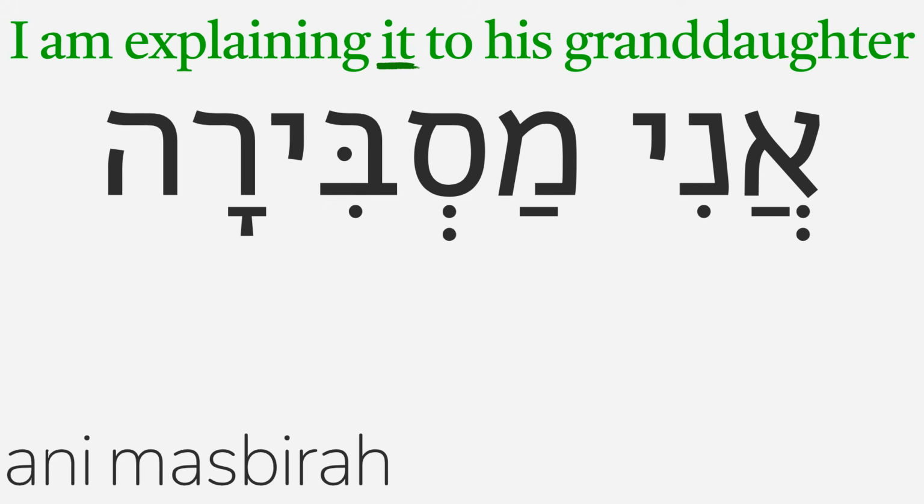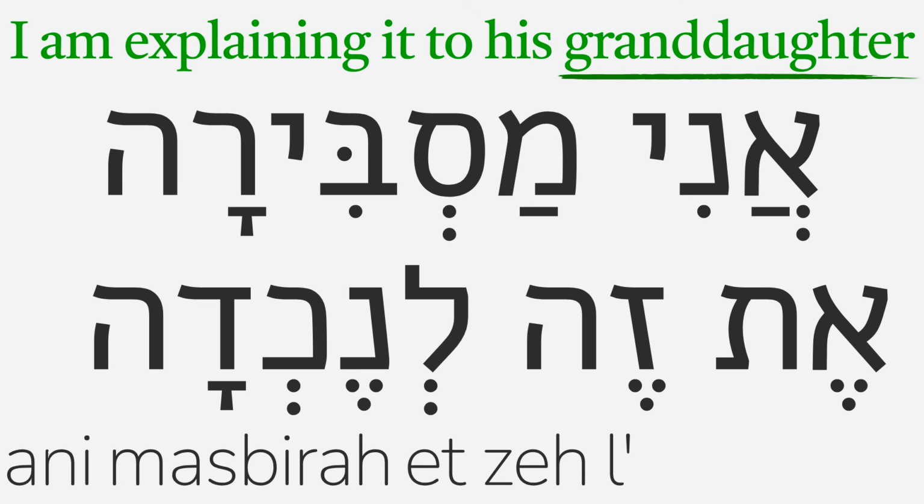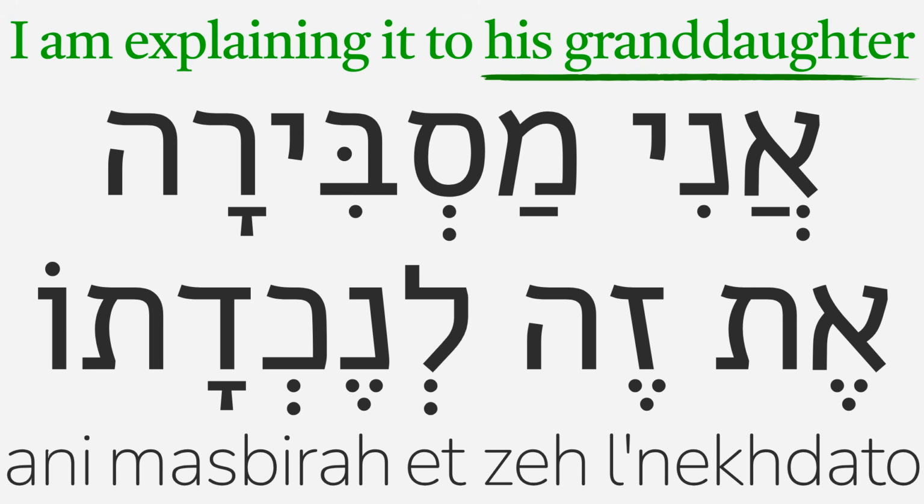To say it as the direct object of a verb in Hebrew, we say et ze. Remember that in modern Hebrew, ze can mean this, that, and even it. To is la, and granddaughter is nechda. One way we can say his granddaughter is by adding an o suffix that means his to nechda. When this suffix is added, nechda changes to nechdat with a tav to make nechdato, his granddaughter, which attaches to la.